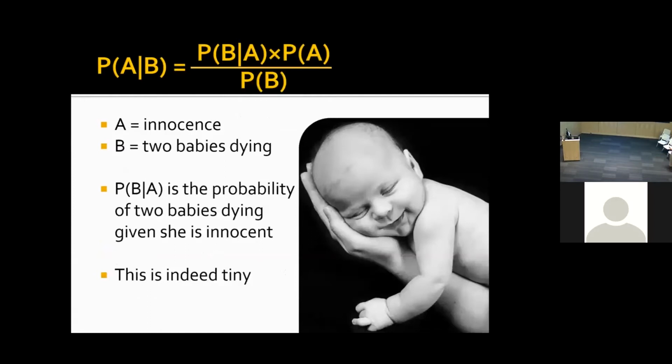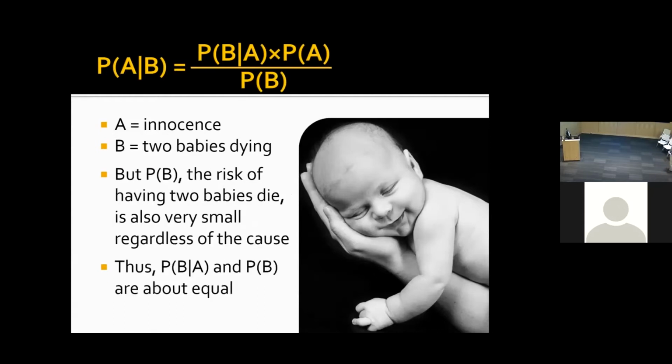So these letters mean certain events are happening, and then the probability of them, and then the line tells you the probability of something given something else. Okay, so A given B. That's what the line means. And this is B given A. So let's define the events. A is innocence, B is 2 babies dying. So the probability of B given A is the probability of 2 babies dying given she's innocent, right? That is a tiny probability. I'll admit that. Probably pretty tiny.